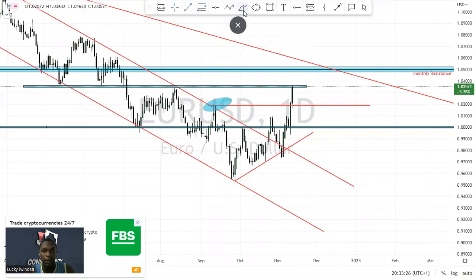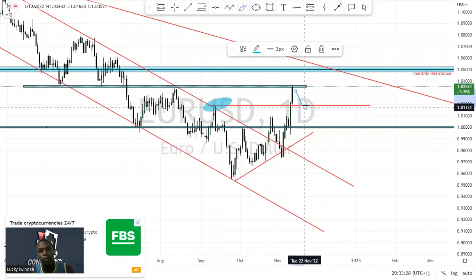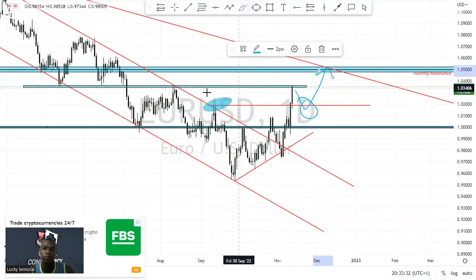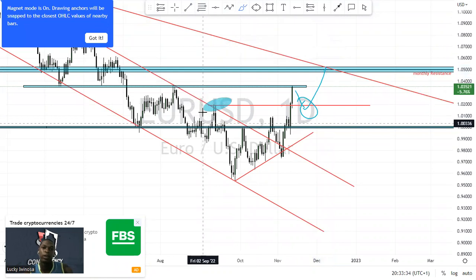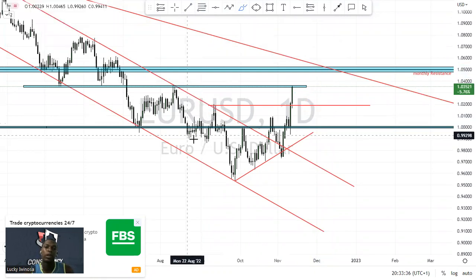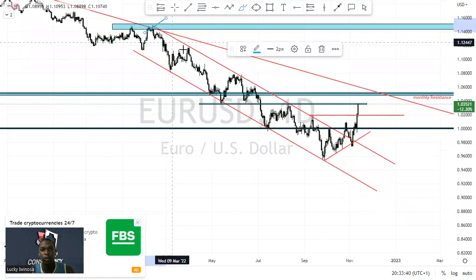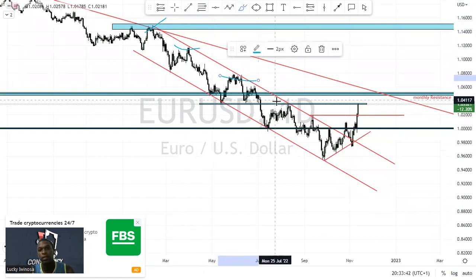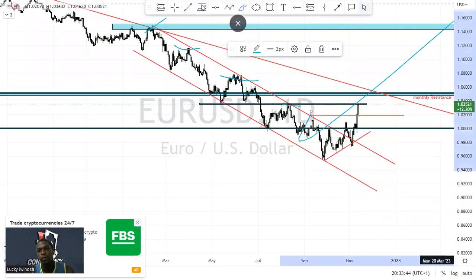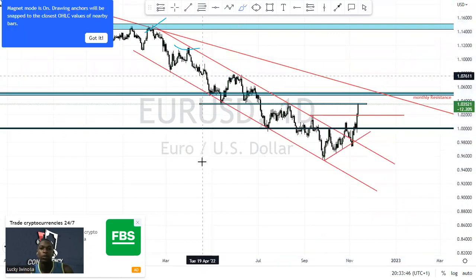But before then, I would expect a pullback probably to this level. And then we could see the further push to the upside. It's as simple as that. Now, if you want to understand how I drew my trend line that was coming from here and why I drew it like that, after this session, you can send me a DM and then I'll explain to you why my trend line is drawn like that.